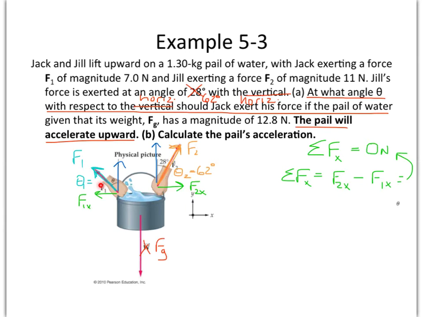Okay? So let's find Jill's x force. So let's say for Jill, her force 2 in the x direction. That is what? Well, we have the full magnitude of her force, and the full magnitude of the force that she's applying is going to be 11 newtons, right? So the x component is going to be the full magnitude times the cosine of theta, right? So that's going to be 11 newtons times the cosine of, what is that angle with the horizontal? It's going to be 62 degrees, right?